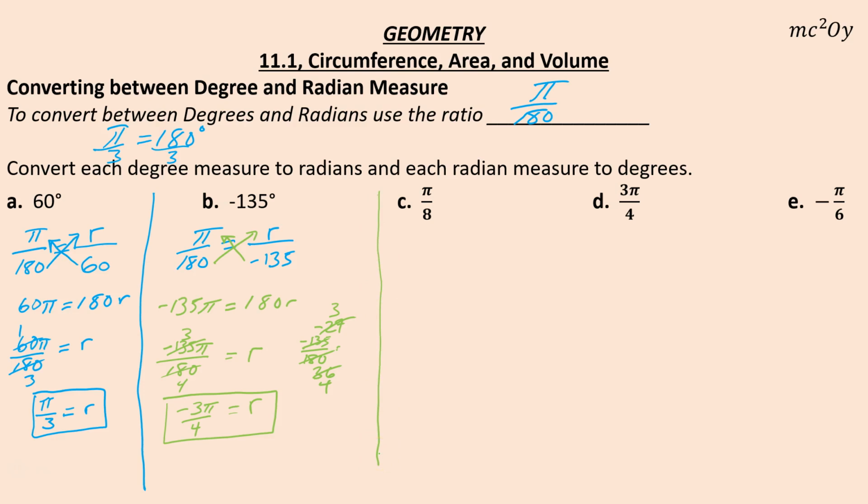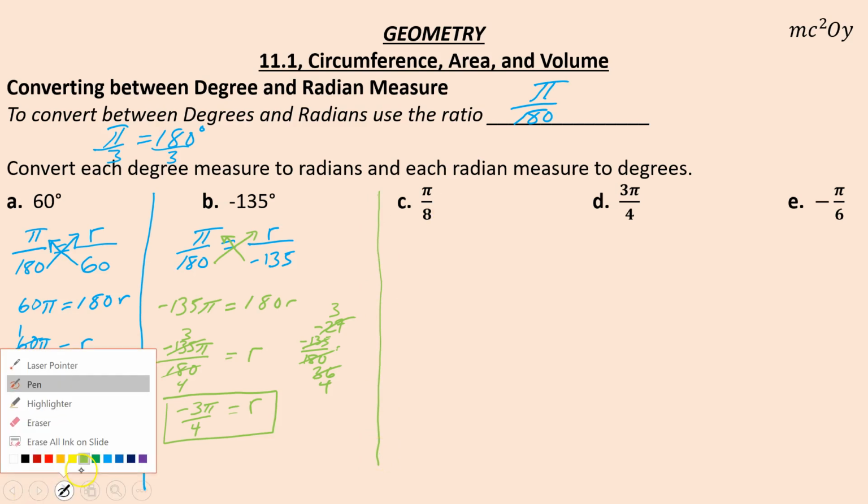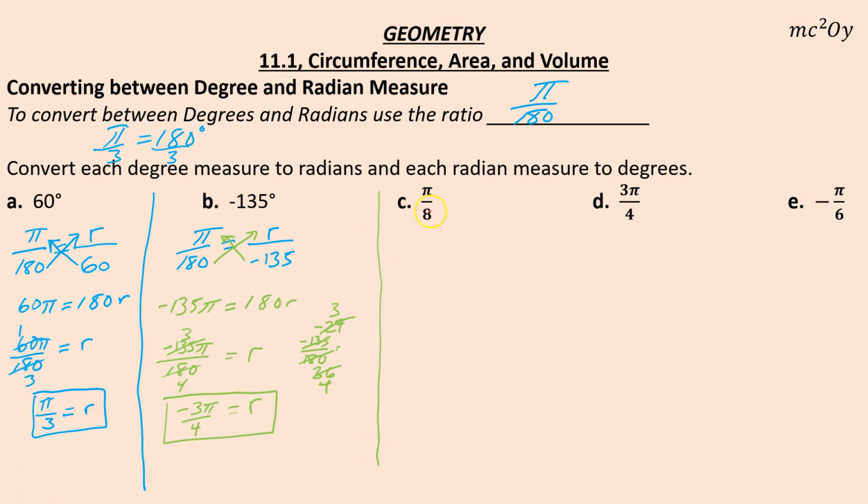Okay, well, let's go the other way now. Let's go ahead and convert from radians to degrees. So we use the same ratio. It's just rather than having r over d and replacing d, we're now going to replace r. We're going to replace it with pi over 8.